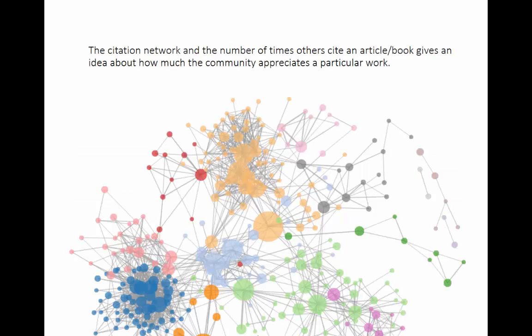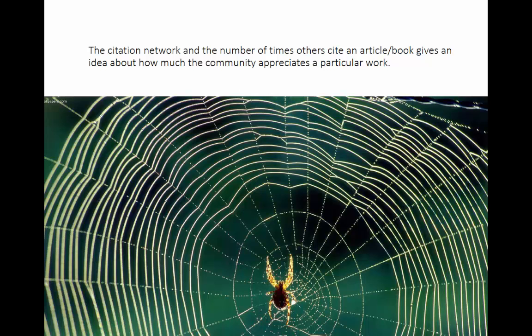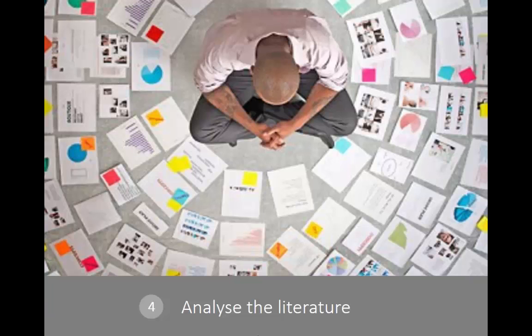Okay, so another way to find out the good stuff is the citation spider search that I mentioned earlier. Citations. Remember, it was about citing somebody, referring to somebody in some piece of work, and you can look at how many times a journal article got cited by others, how many times a book got cited by others, and that gives you an idea about how much the community appreciates a particular work. So it's a spider search idea. Okay, so you find stuff, you search stuff, and then you analyze this.